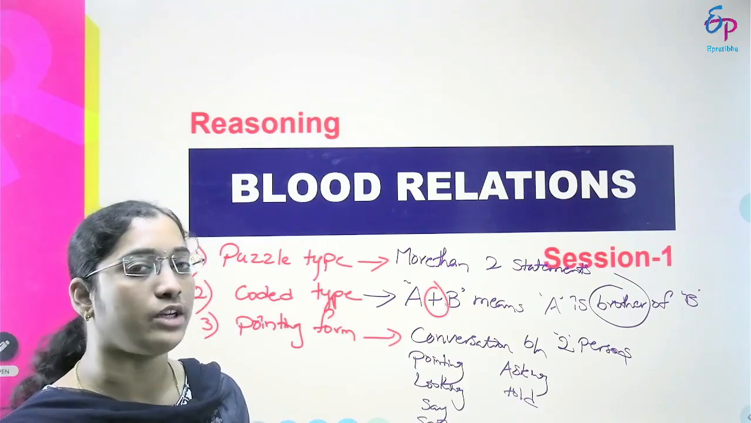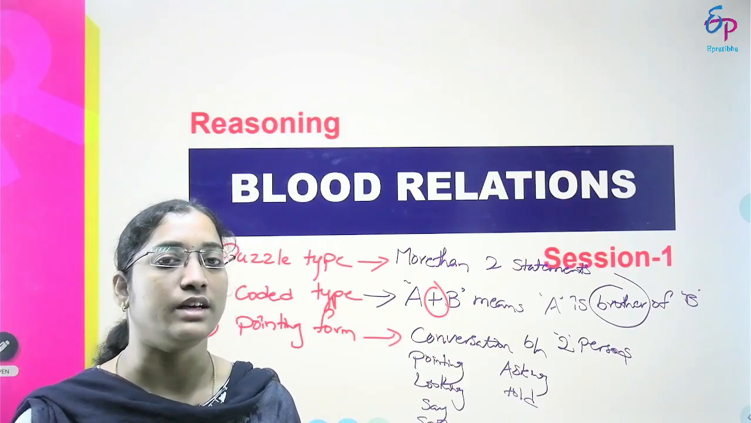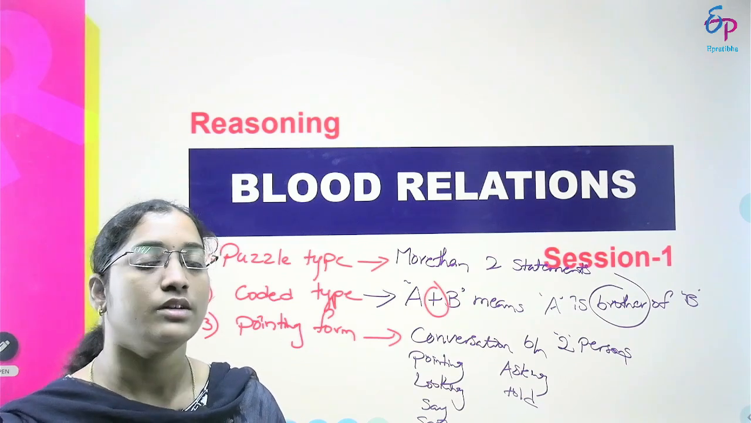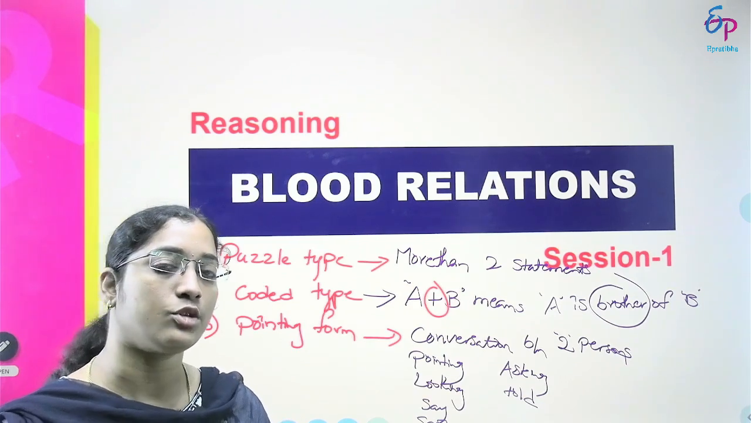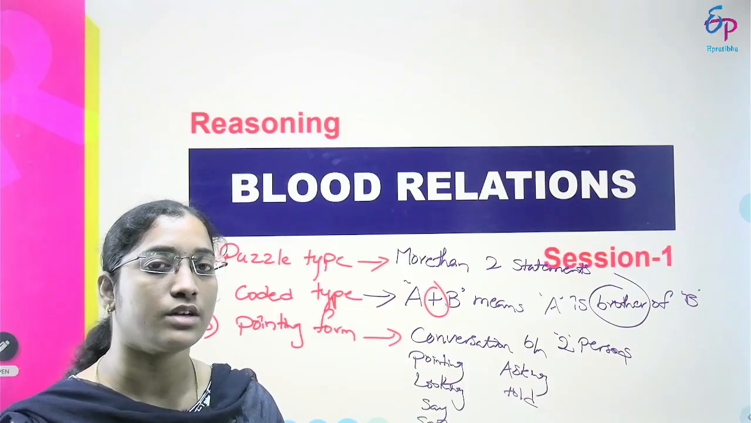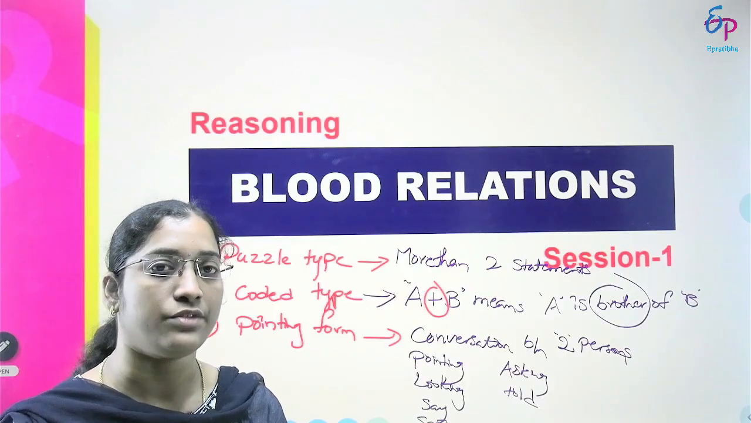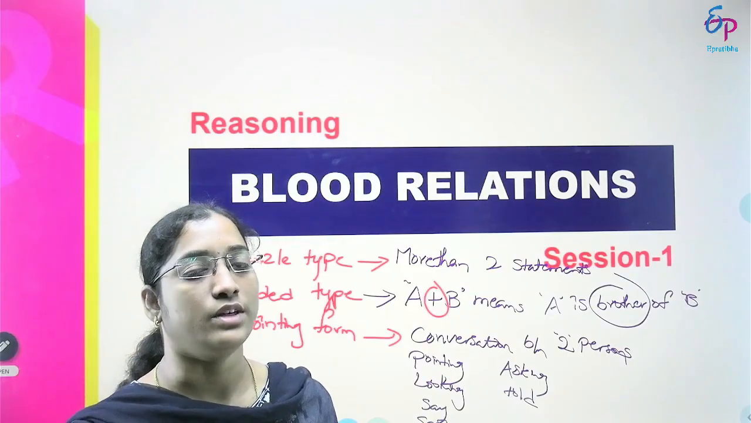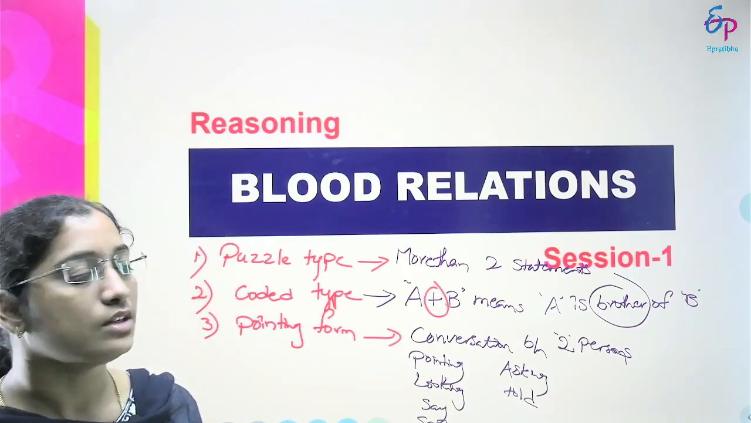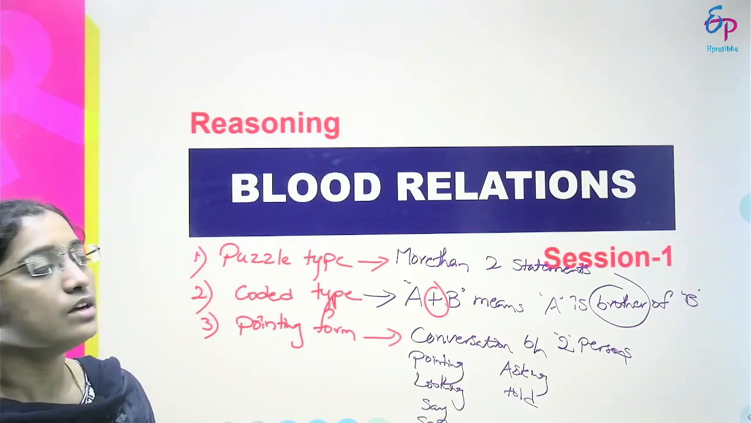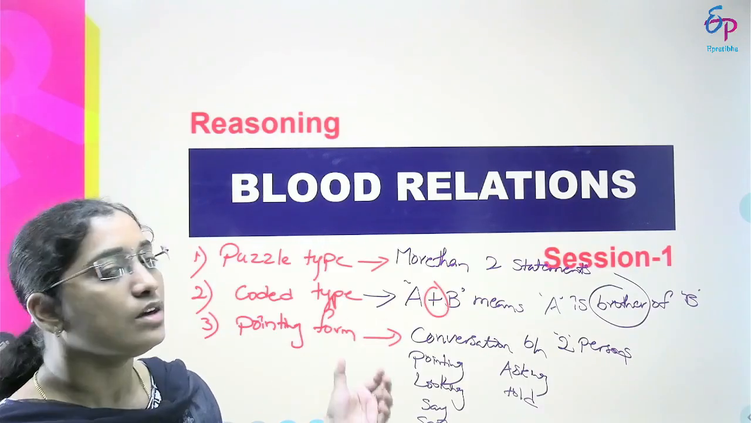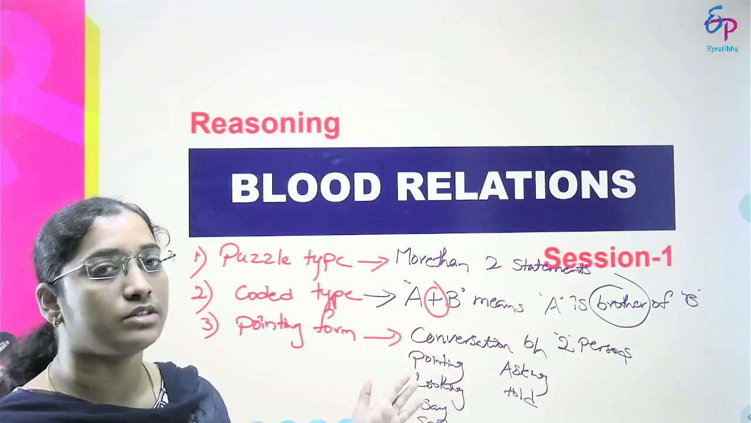In this way, first we need to find out which type of question the given question is. That is the first point. When you are solving questions related to blood relations, first we need to find out which type of question the given question is. Then after finding that, we will discuss it. The question format is different in each type.